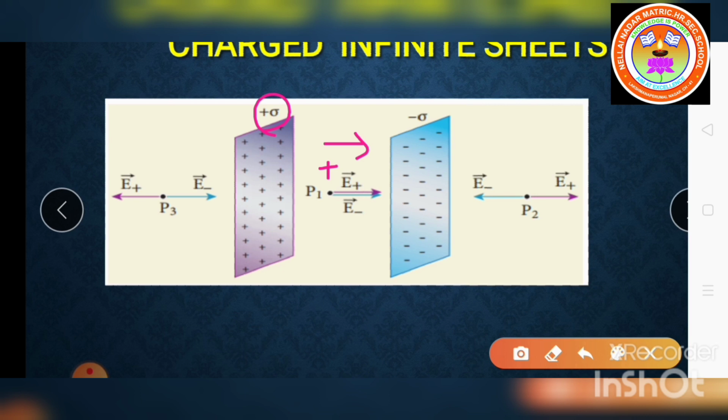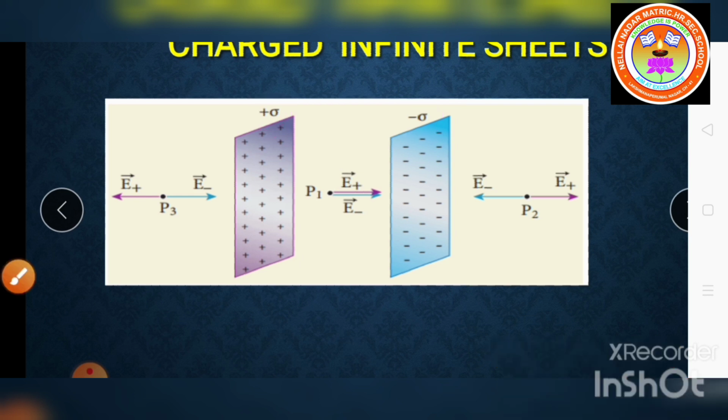Now, due to the negative charge density, this positive charge is acted on inward. So at the point P1, due to the positive plate there is an outward direction, and due to the negative plate it is an inward direction, toward the negative plate. So at the point P1, both the electric field E positive vector and E negative vector are acting in the same direction.